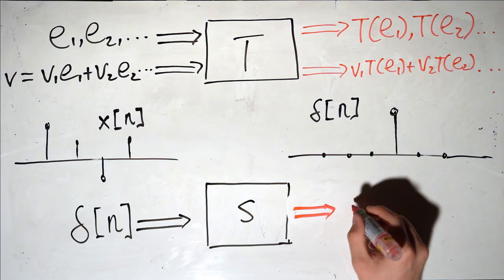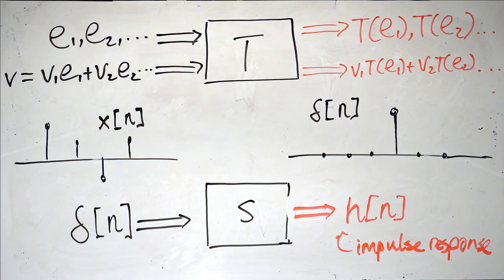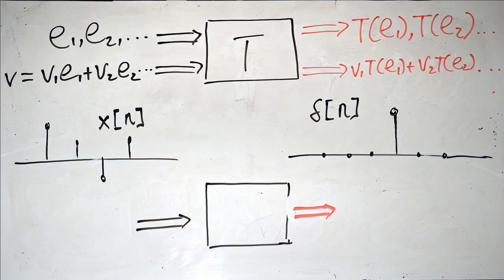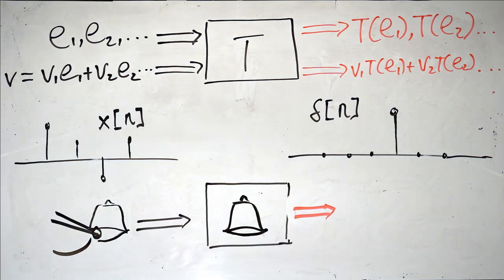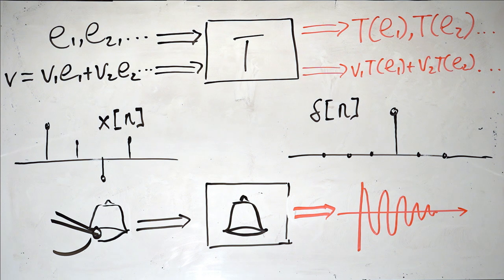The impulse response, h of n, is defined as the output of the system when the input is a single impulse. An intuitive way to think about this is you kick the system once and you record how it responds over time. That response, how the system rings and settles, is the impulse response.